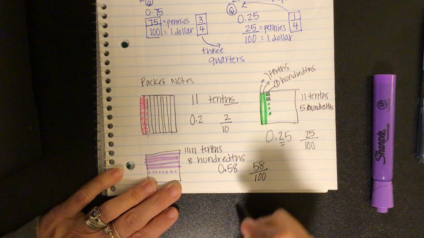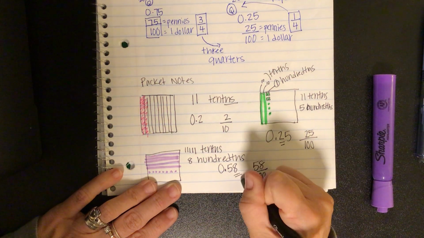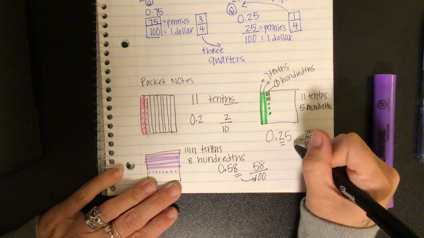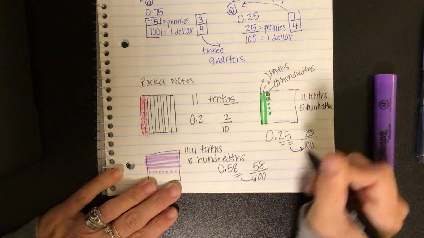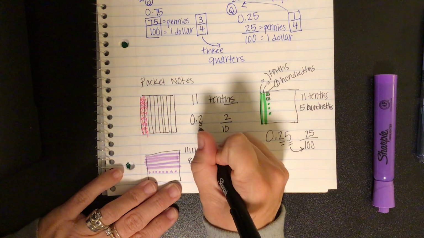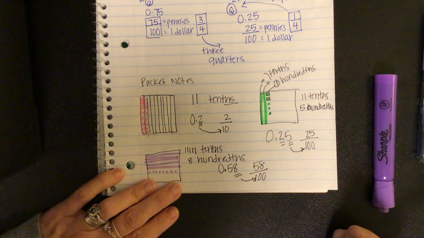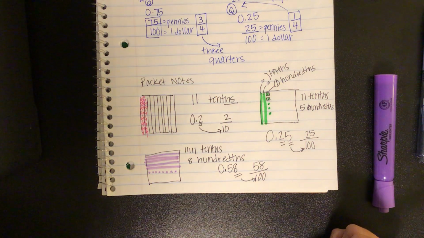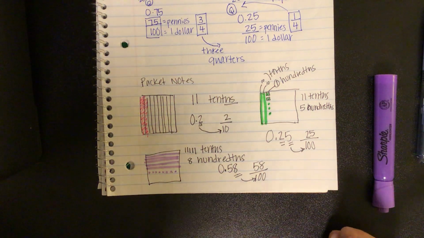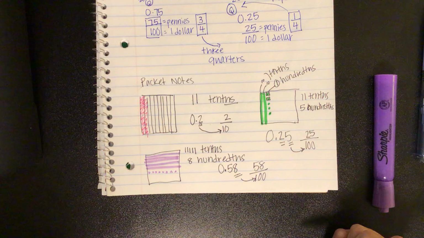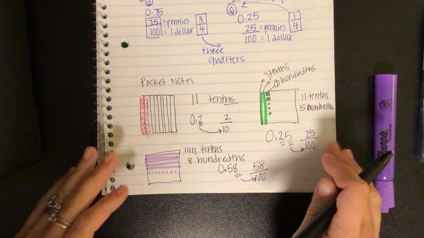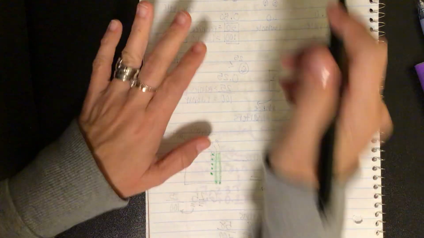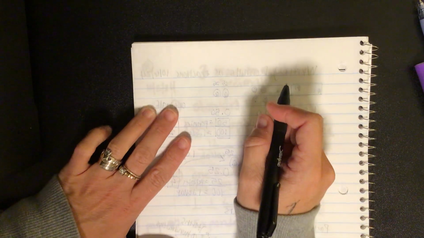Remember, here's our hundredths and here's our hundredths. Here's our hundredths and here's our hundredths. Here, we only had a tenth, so we're using a tenth, okay? The rest of the packet today deals with having the written form. So I'm going to flip this over. So this would be a little bit more on your packet today.